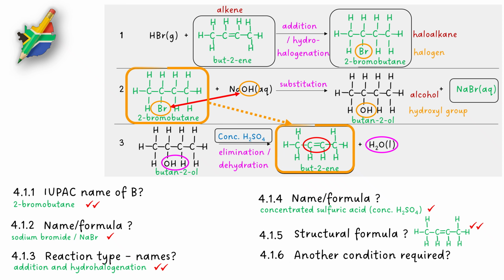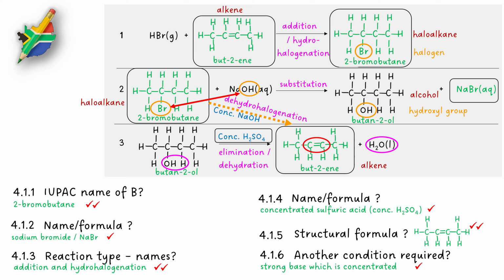Lastly, we are told that 2-bromobutane can form but-2-ene in one step, and we need to know the reaction conditions or reagents to do this. Treating a haloalkane with a concentrated strong base, such as concentrated sodium hydroxide, forms an alkene. The base removes or eliminates a hydrogen and a halogen. This is a type of elimination called a dehydrohalogenation.